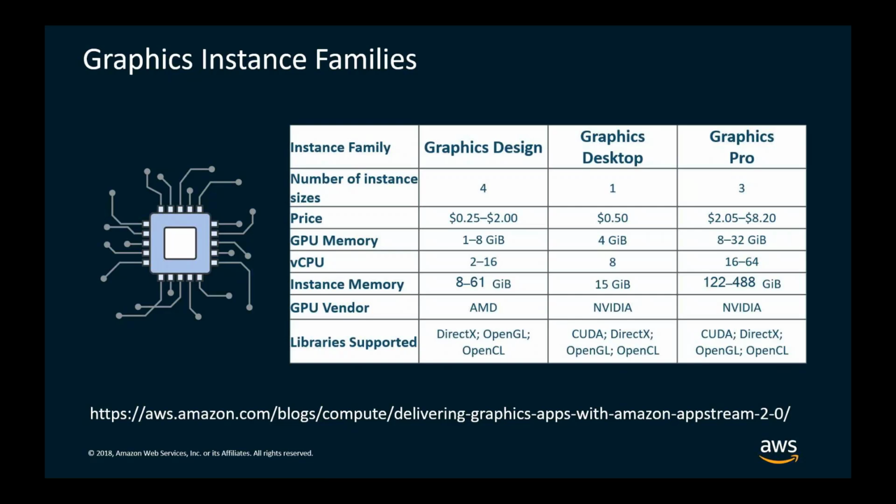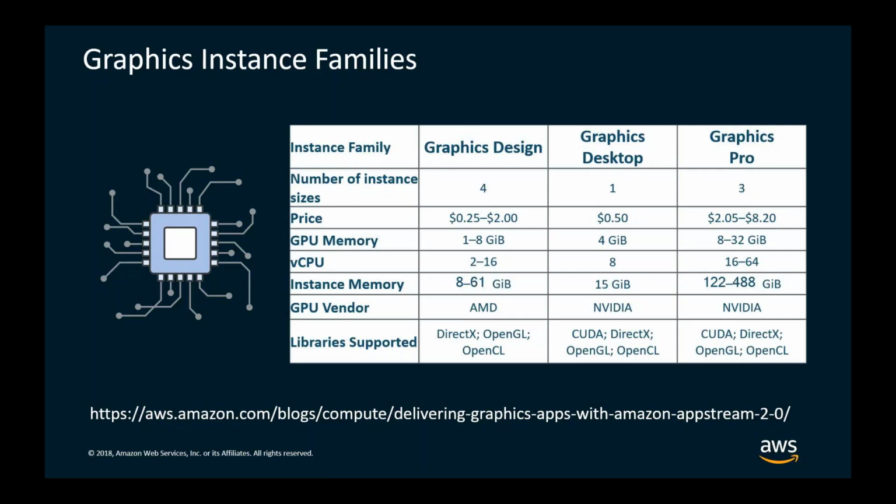Graphics design instances are powered by the AMD FirePro S7150x2 GPUs. Now that's ideal for delivering applications that rely on hardware acceleration for DirectX, OpenGL, or OpenCL, such as Adobe Premiere Pro, Autodesk Revit, and Siemens NX. But if you need CUDA-based support, our desktop family uses the NVIDIA K520 GPU, same as our GPU-based WorkSpaces, and very similar to what you'd see in the G2 instance types. Our Graphics Pro family uses the NVIDIA Tesla M60.